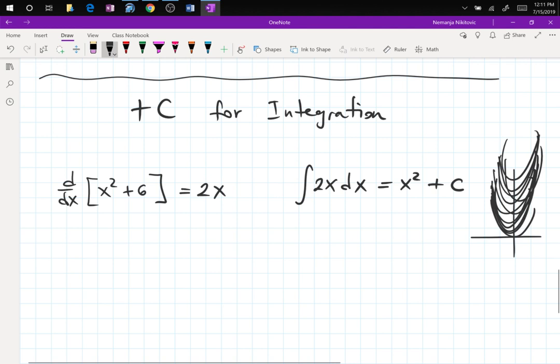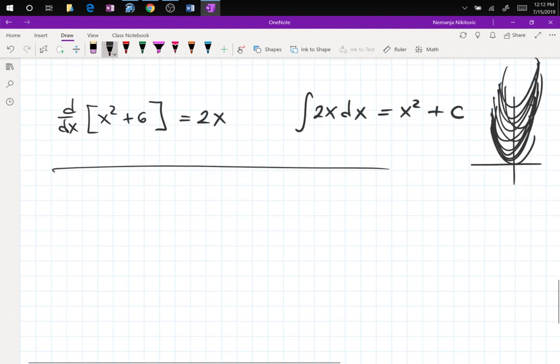That gives rise to a problem which we call the initial value problem, where if you provide me with a point in space, I can calculate C. So, a new problem: integrate, let's say, 2x cubed minus 6, right? Integrate that.